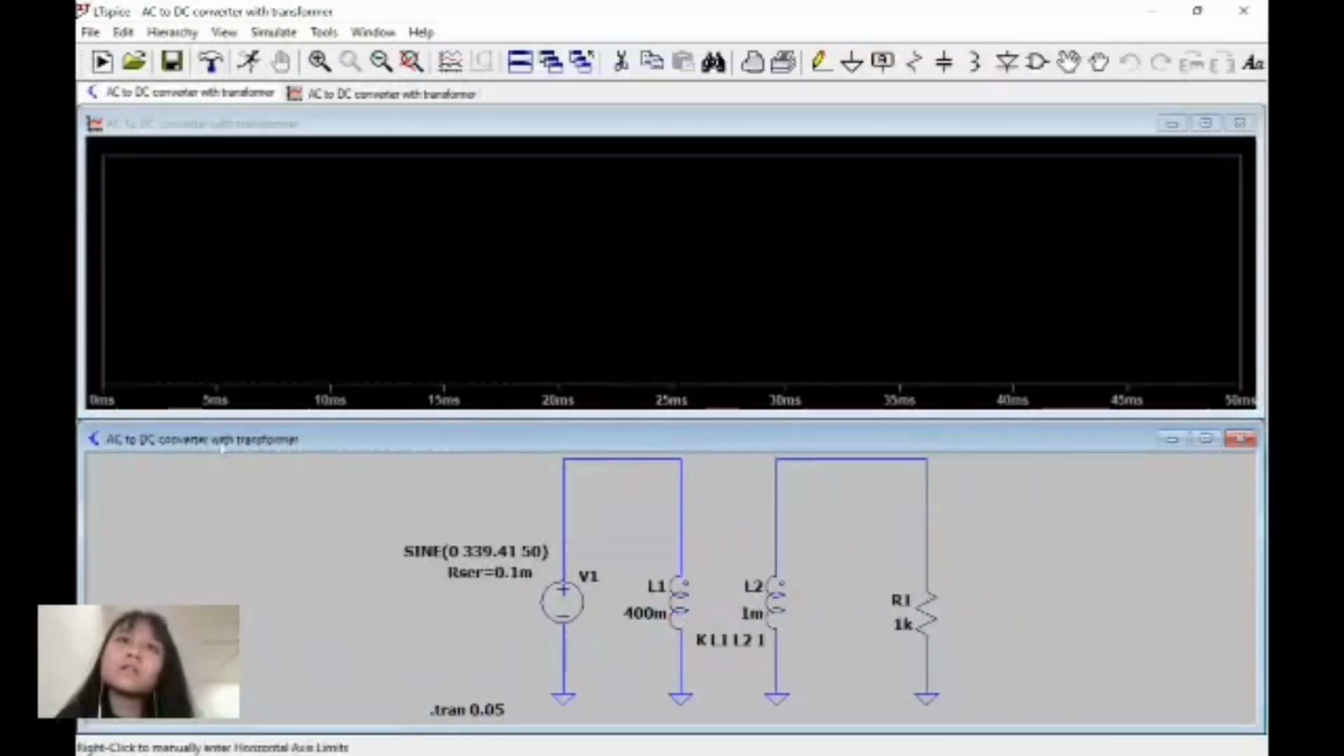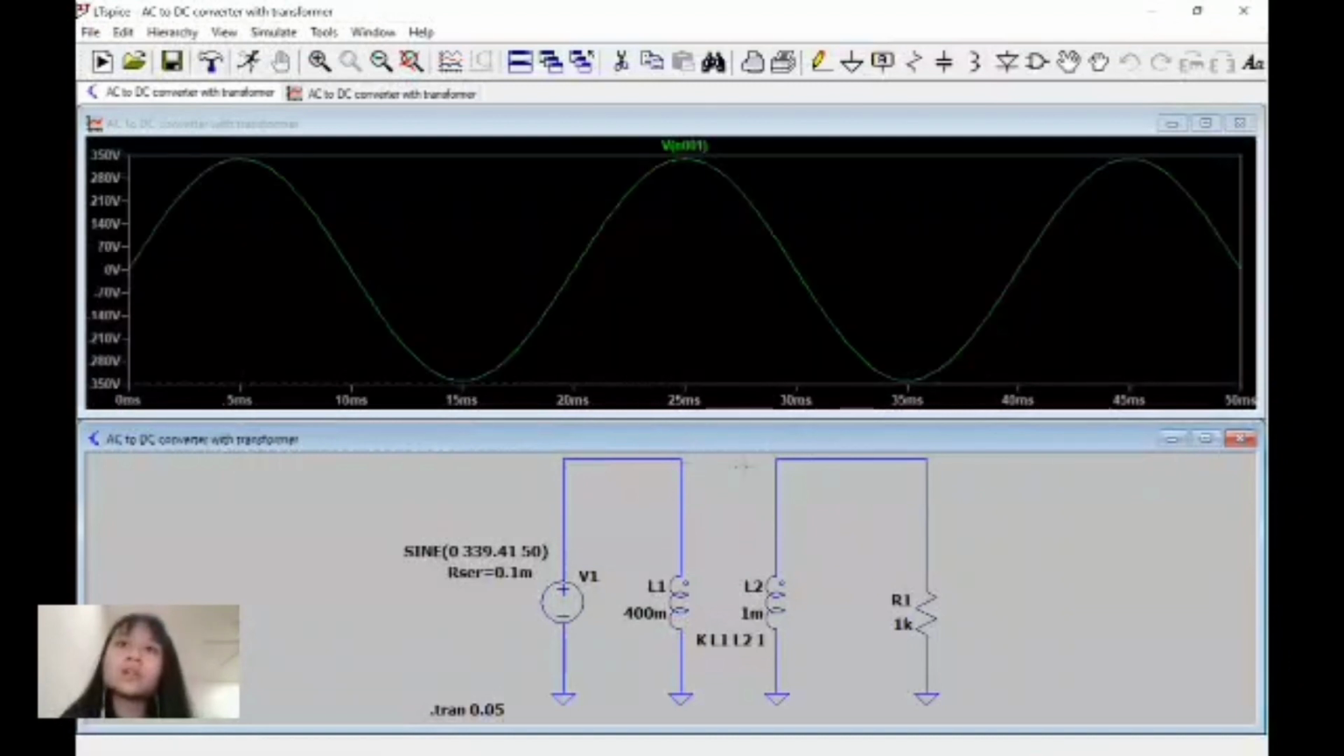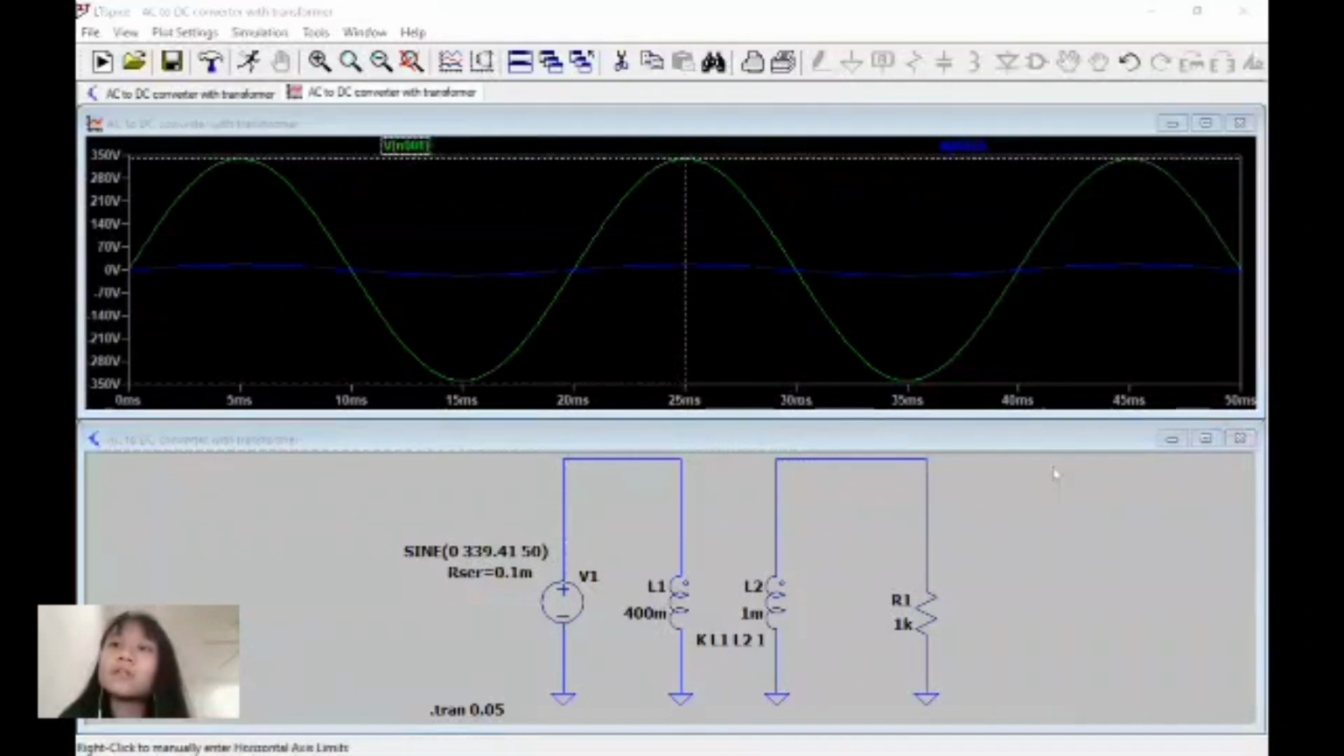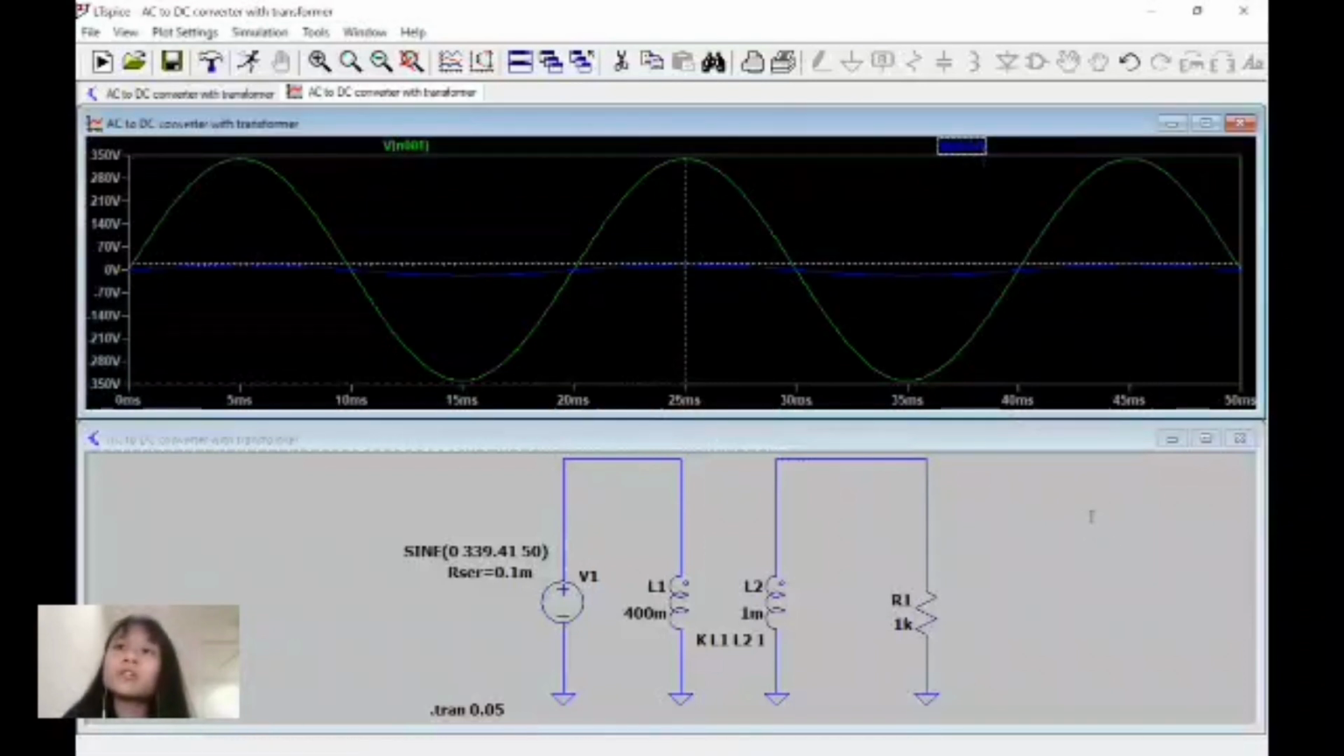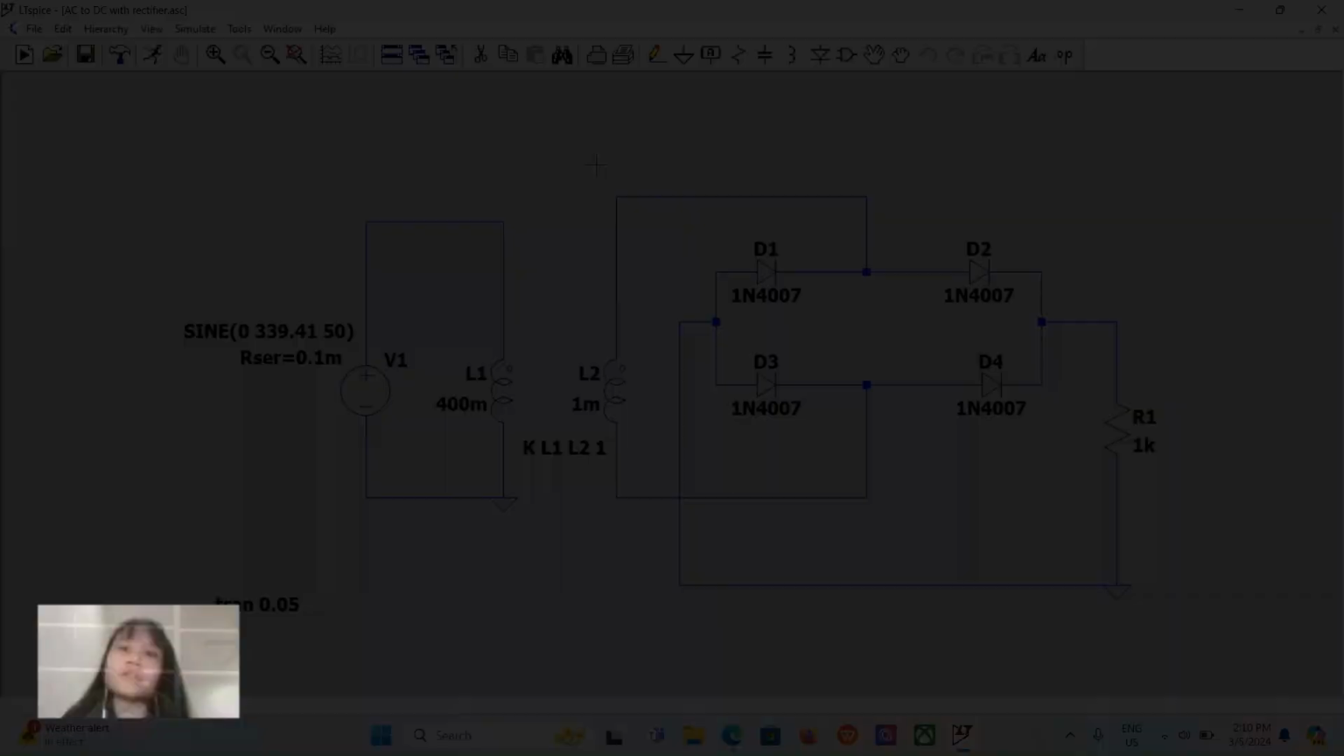This is the result. We can click any of this corner to show the output and the input voltage. The green one is the input voltage and the blue one is the output voltage. We can click this green cursor to show us the exact value of the input voltage. Our input voltage is around 339 volts and our output voltage is around 16.96 volts. Now I'm going to pass the presentation to the next person.